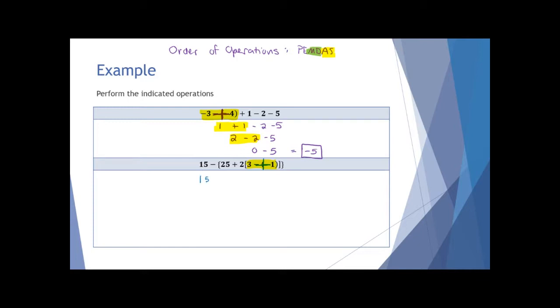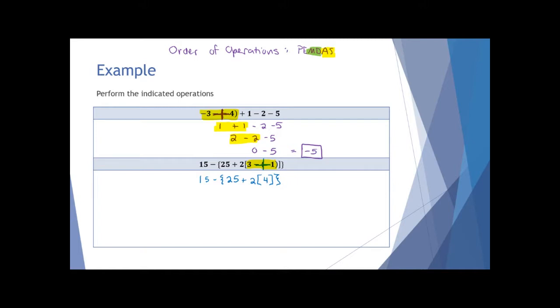So I'm going to rewrite everything that I have. 25 is in a curly brace. The curly brace is just used so we don't get confused with our sets of parentheses. So that's 25 plus 2, and then a bracket, and then we had 3 plus 1, which is 4. Close my bracket, curly brace. So brackets are also just like parentheses.